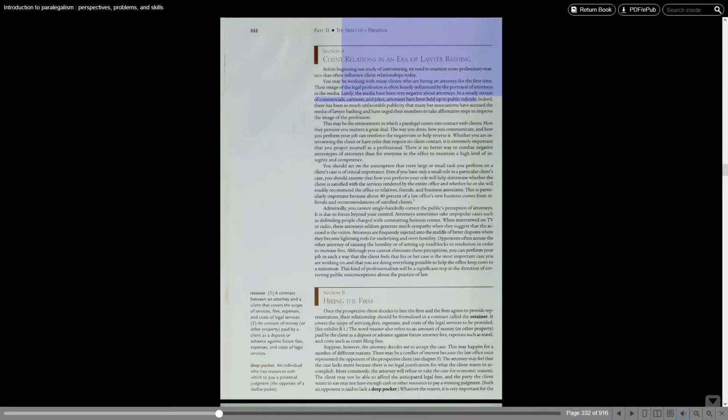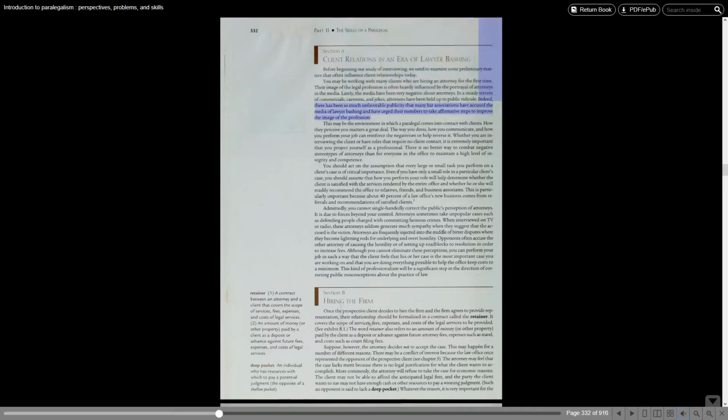In an era of lawyer bashing, before beginning our study of interviewing, we need to examine some preliminary matters that often influence client relationships today. You may be working with many clients who are hiring an attorney for the first time. Their image of the legal profession is often heavily influenced by the portrayal of attorneys in the media. Lately, the media have been very negative about attorneys. In a steady stream of commercials, cartoons, and jokes, attorneys have been held up to public ridicule.